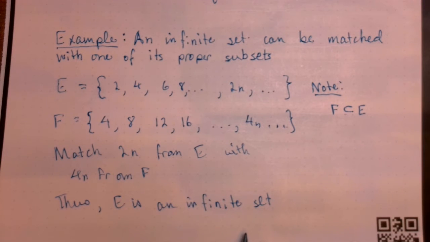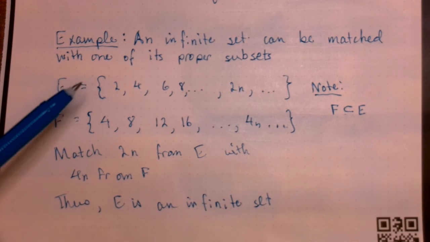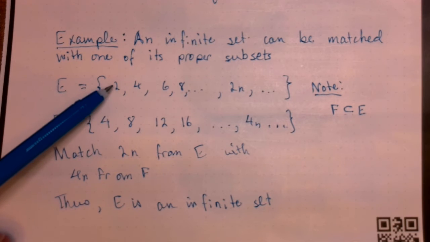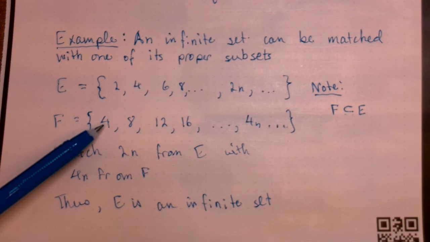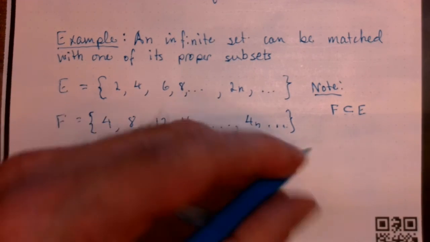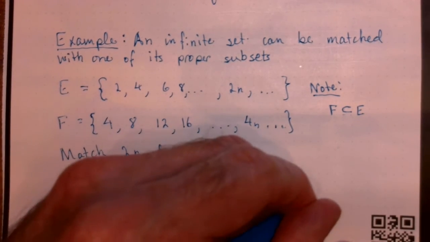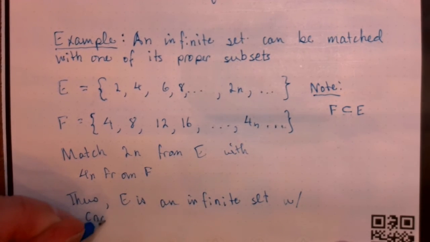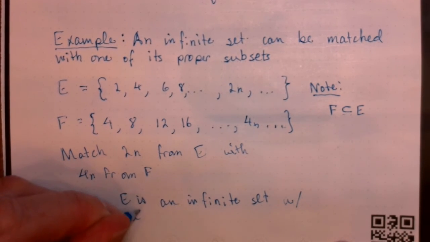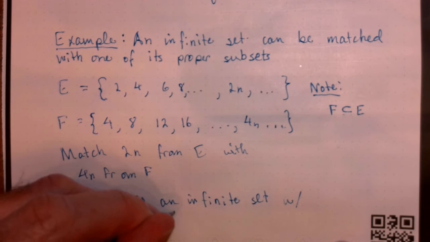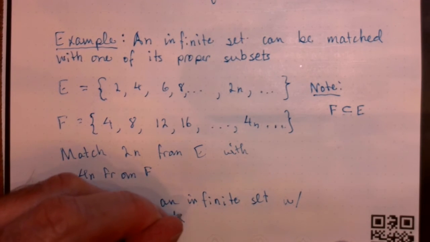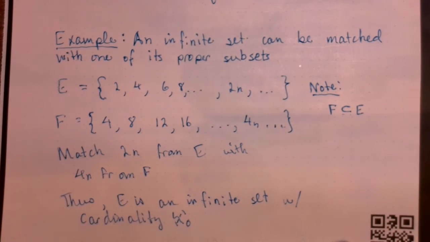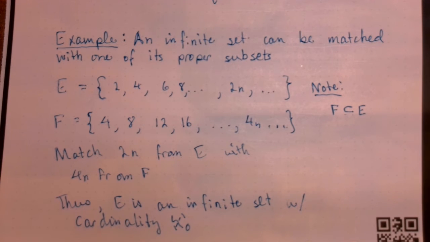So if you take out elements of a finite set, you have changed the cardinality. However, that is not true with an infinite set. You can take out elements of an infinite set and still keep the same cardinality. In fact, this set has cardinality aleph naught.